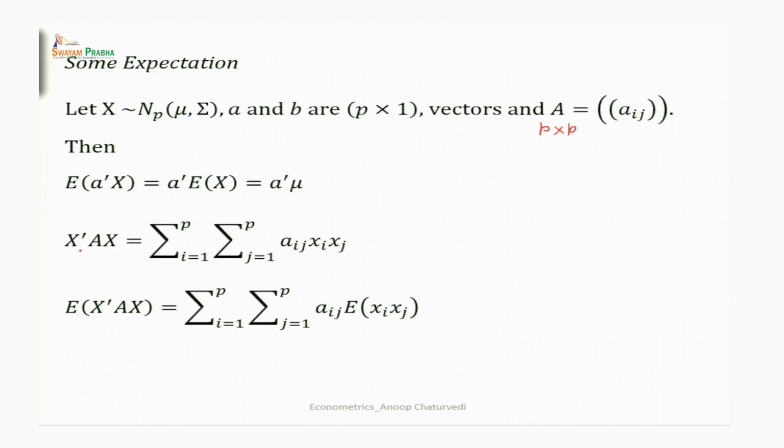Further, if you define the quadratic form x transpose A x, then x transpose A x is equal to summation i equal to 1 to p, summation j equal to 1 to p, a i j x i x j. And suppose you have to obtain the expectation of this quadratic form. So, expectation of x transpose A x is equal to summation i summation j. a i j is a constant, so you can take it outside the expectation sign and you get expectation of x i into x j.